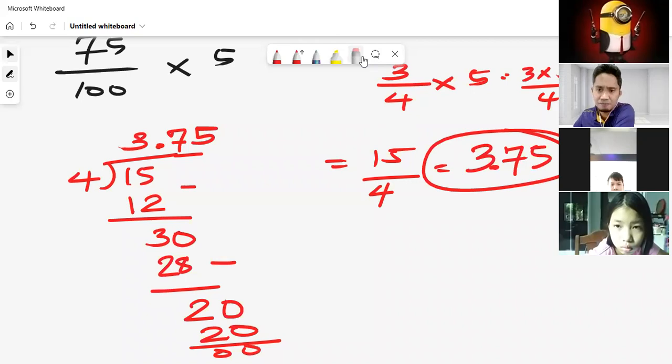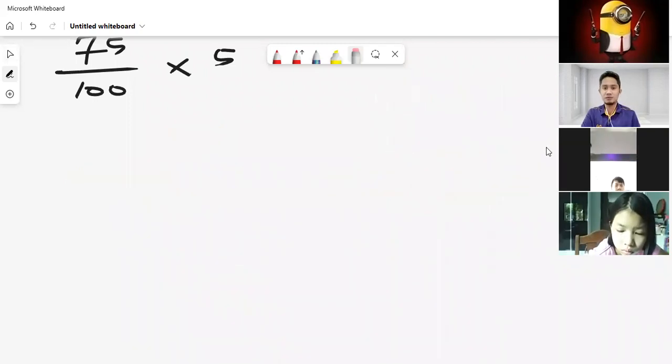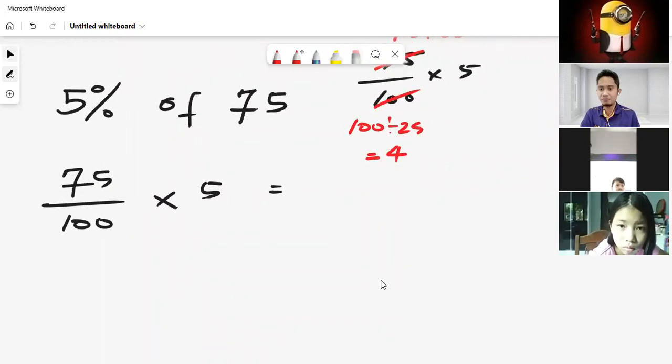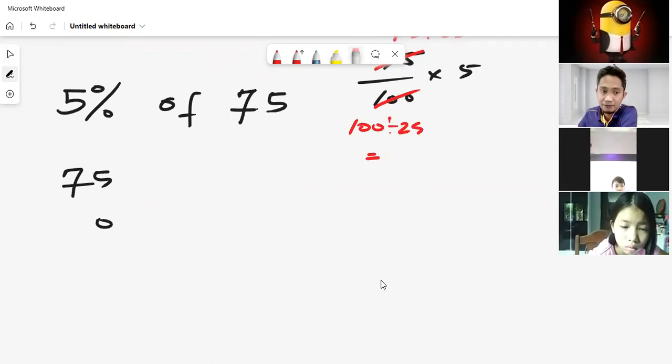This is just an example. I am just continuing the example. I want you to become a master of percent. What is the percent of a number? This one is, what is 5% of 75? Now, let's try one by one.